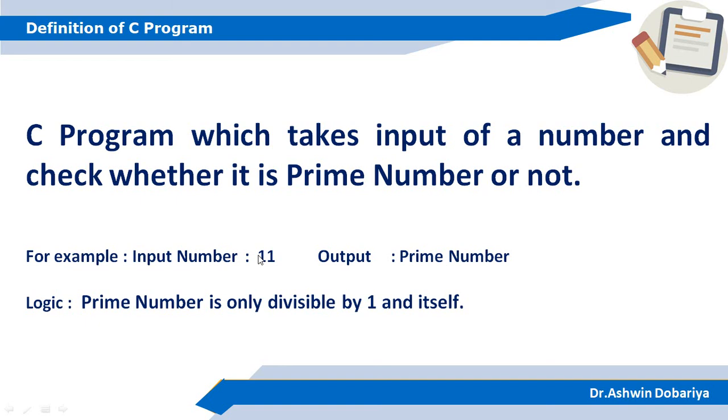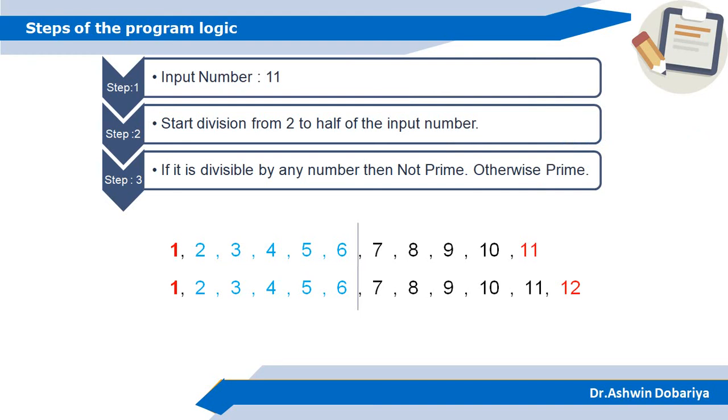So how can we think about the logic of this prime number? How can we know whether this number is divisible by anything other than 1 or itself? We will divide the number by every number from 2 to that number minus 1, and if the remainder is 0, it means the number is divisible. Let me first think about the different steps. Suppose our input number is 11, and we start the division.